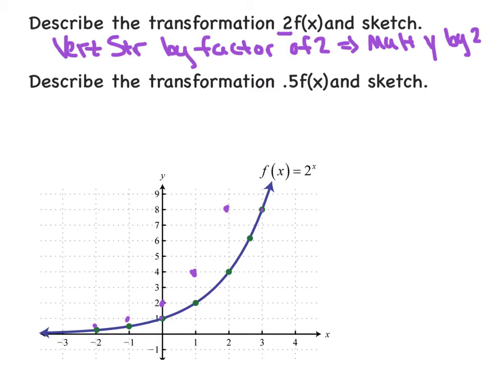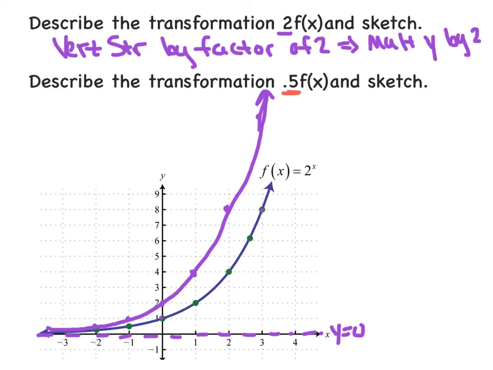This 8 here would have become a 16, and the function's just really growing a lot faster. Now the question is, what happened to the horizontal asymptote? Well, let me tell you about this. It was originally y equals 0, right? Well, if you double that or multiply that by 2, you still get 0. So in this case, the horizontal asymptote is unchanged.